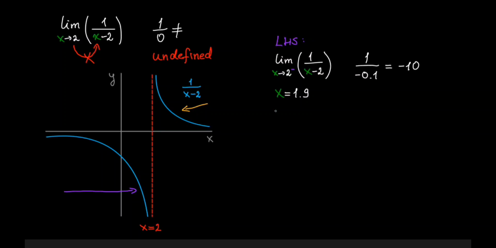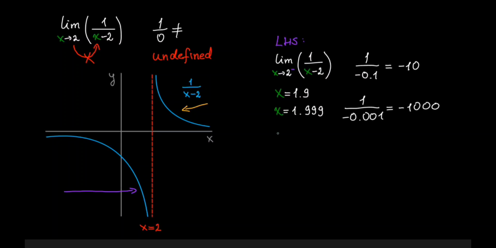Let's say now we pick another x value that is even closer to 2. In this case, 1.999. Here, plugging the value in, we will simply get 1 divided by negative 0.001, which is equal to negative 1,000. If we repeat this process for numbers arbitrarily close to 2 from the left-hand side, we will simply get larger and larger corresponding outputs, or in other words, larger negative outputs.